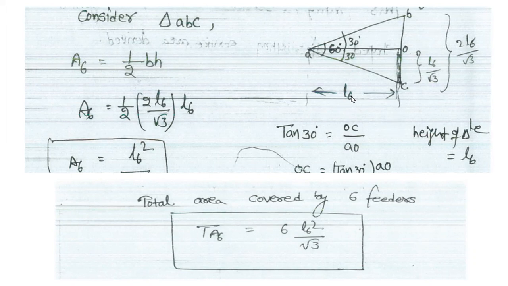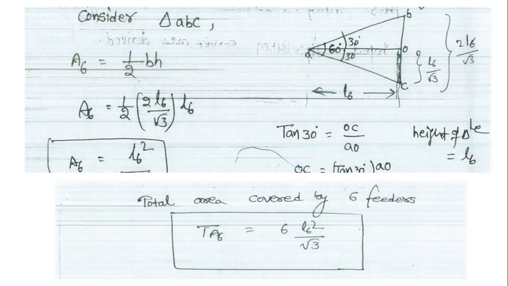The length is L6 by 6, and this angle is 60 degrees, which is divided into 30-30. Then this length is taken as L6 by root 3. Therefore the total length is 2L6 by root 3. Now consider triangle ABC, and we calculate the A6 value.